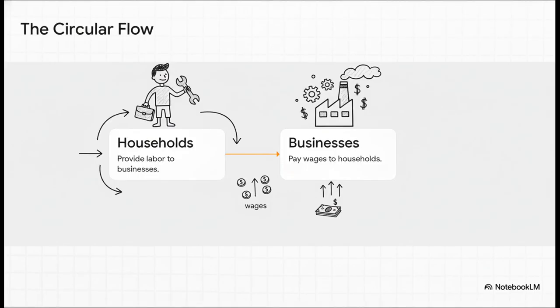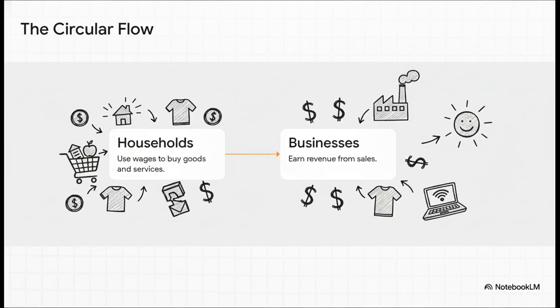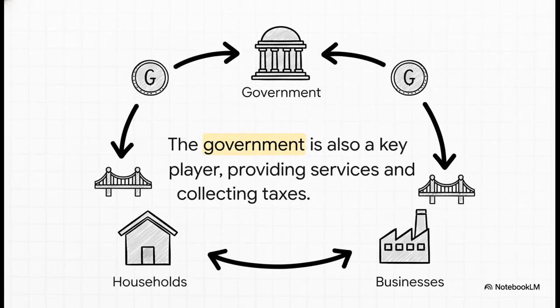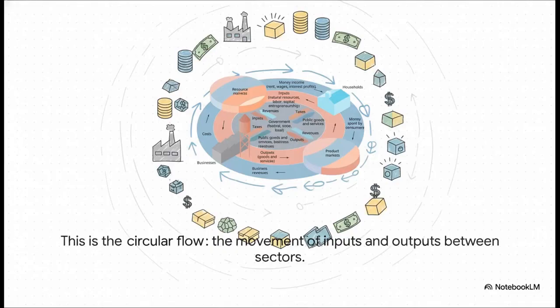Well, it starts with a simple flow. We work for businesses, and in return, they pay us. And what do we do with that money? We use it to buy stuff, giving businesses their revenue. Of course, the government is a big part of this flow too, with taxes and services. And this constant exchange, this whole loop, is what we call the circular flow of the economy.